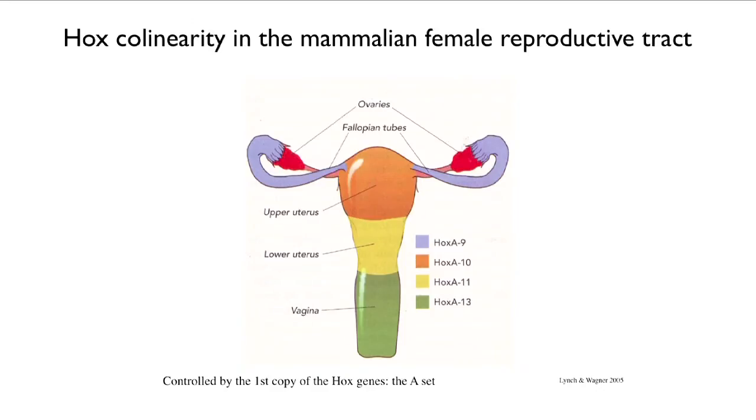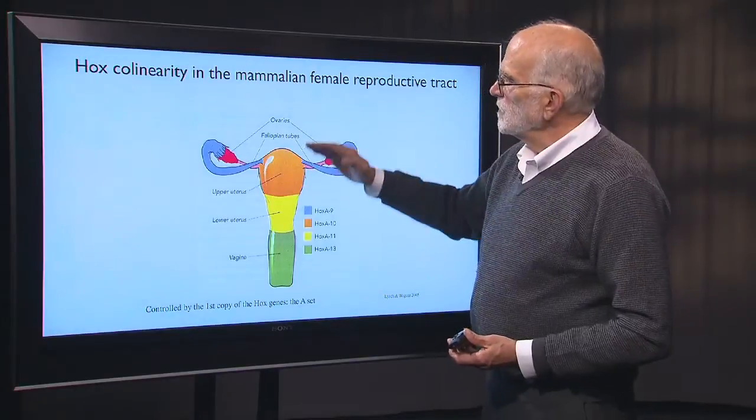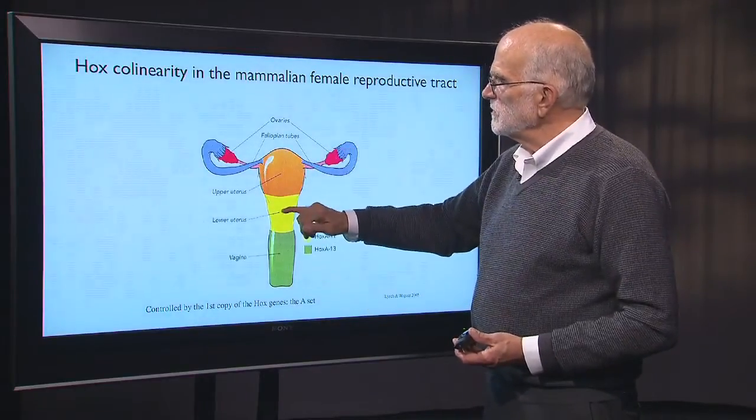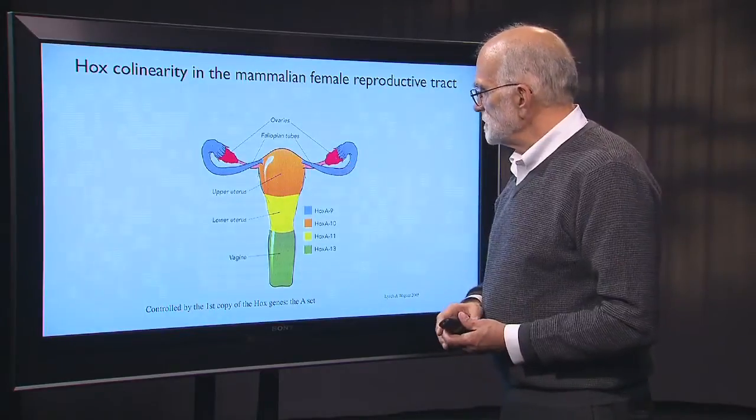What are the genes that are controlling that? It's our old friends, the Hox genes. This time it's the A set. So early in development, these genes were used to lay down the body axis, and then as the fetus develops, they control what becomes vagina, lower uterus, upper uterus, ovaries, and fallopian tubes.